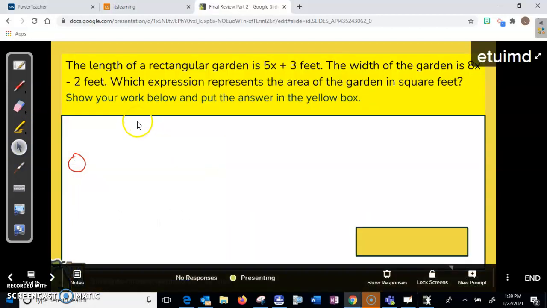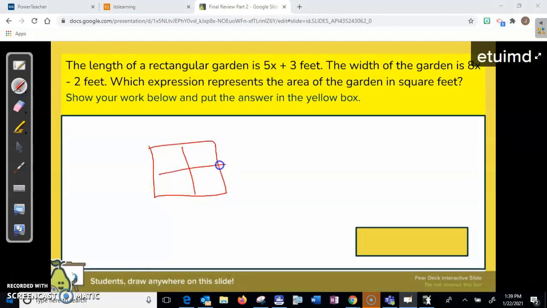And last one. Well, actually, this is a multiplying. So box method, guys. For this one, make the box. This turns into 5x. This is 3. This is 8x. This is minus 2, because they're asking you for the area. That means you multiply both sides. 5 times 8, that is 40x squared. This times that is negative 10x. 3 times 8, that's 24x. 3 times negative 2 is negative 6.